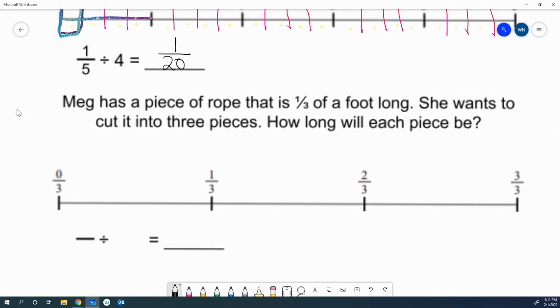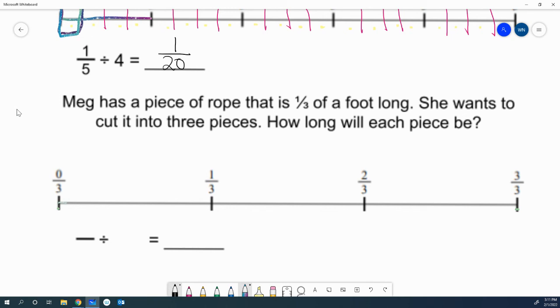Last problem for this one, it says Meg has a piece of rope that is 1/3 of a foot long. She wants to cut it into 3 pieces. How long will each piece be? So this is what your word problems are kind of going to sound like. As you can see, we've got 0/3 all the way to 3/3 here. And we know that 3/3 equals 1.